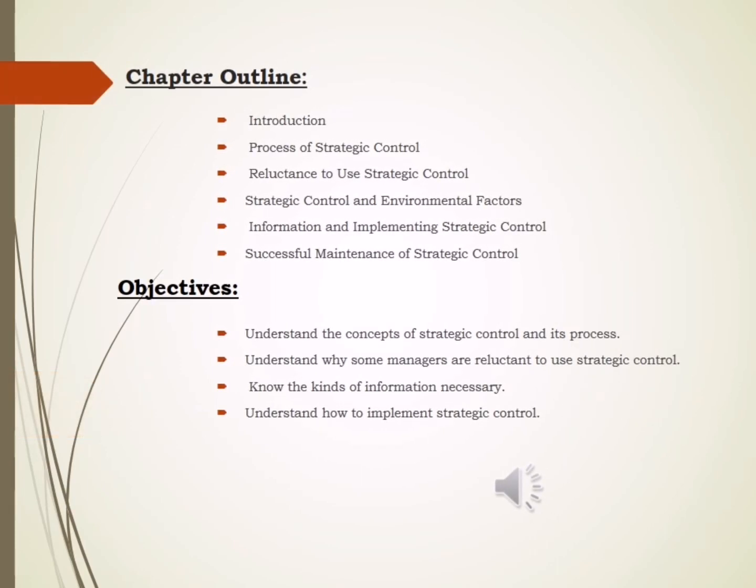This is the chapter outline. First is the introduction, then the process of strategic control, then the reluctance to use strategic control, then its environmental factors, and then the information and implementing. And last is the successful maintenance of strategic control. And its objectives: first, we'll be able to understand the concept of strategic control and its process. Then to understand why some managers are reluctant to use strategic control and know the kinds of information necessary and understand how to implement strategic control.